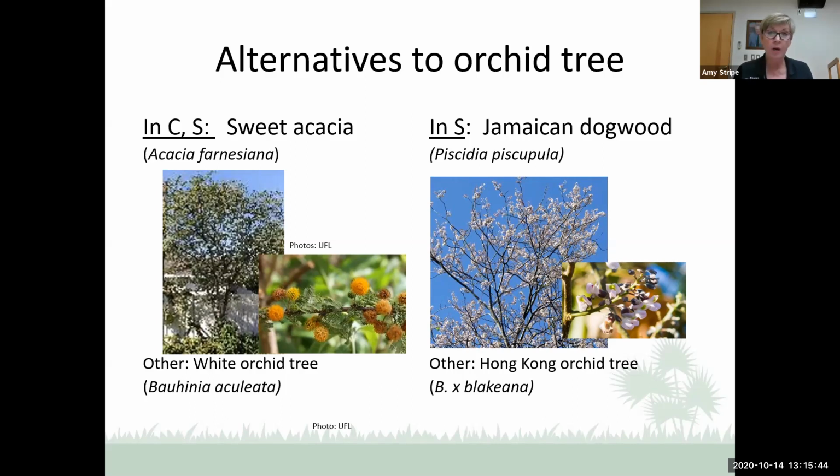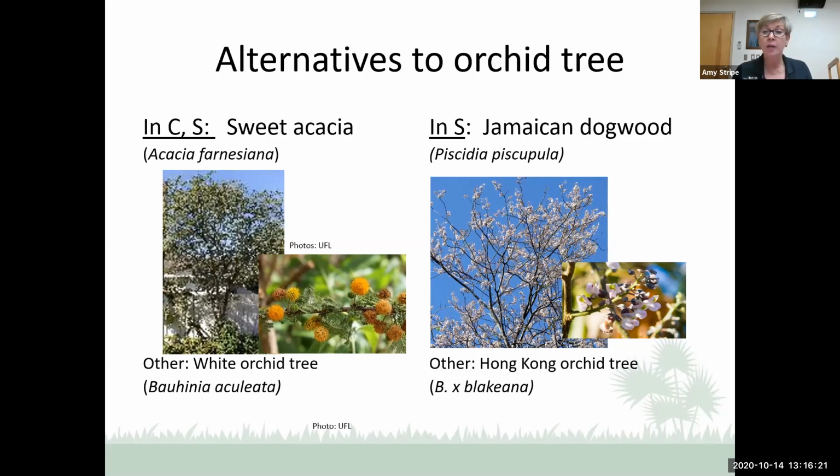In South Florida, a good alternative to the orchid tree is the Jamaican dogwood, Piscidia piscipula. I can say that. You can tell by that scientific name, it somehow refers to fish. This is also called the fish poison tree because it was used in the Caribbean by indigenous people. There's a toxic substance in there that they could use to stun fish so that they could catch them easily. But all parts of the Jamaican dogwood, by the way, are toxic or poisonous.